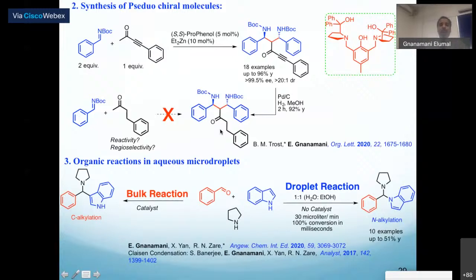While working with the desired group, I was able to come up with some idea with micro droplet chemistry to make the N-alkylated products for indole derivatives.